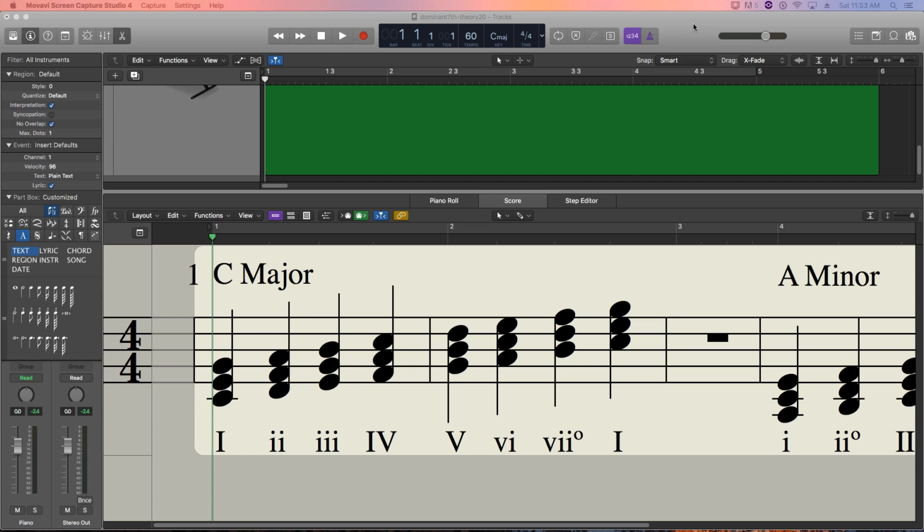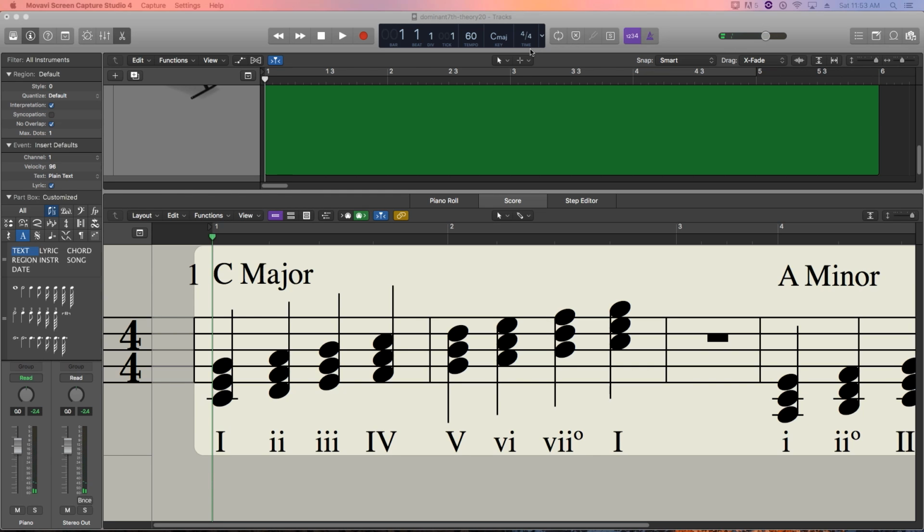Today I want to start what will eventually be several videos on understanding 7th chords. Today we'll specifically be talking about the dominant 7th or major minor 7th chord. So let's do a little review first.